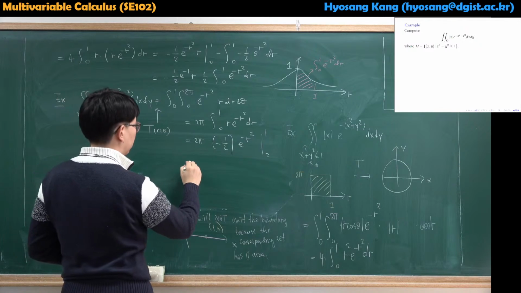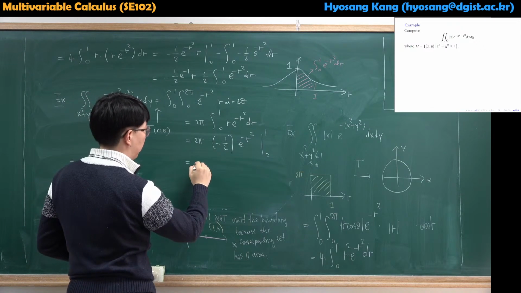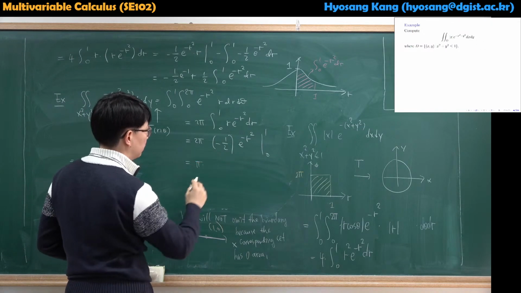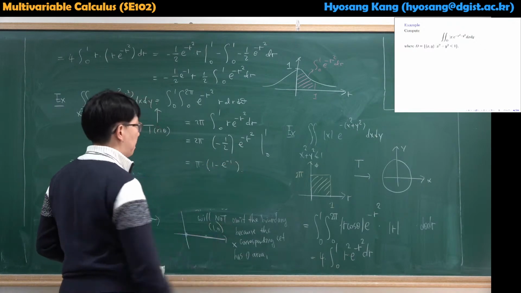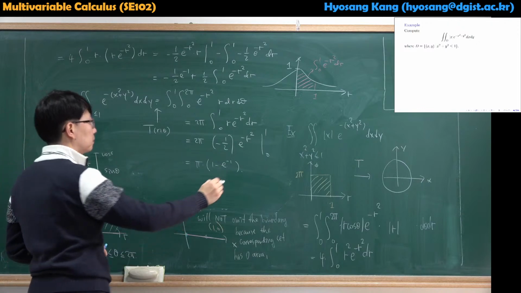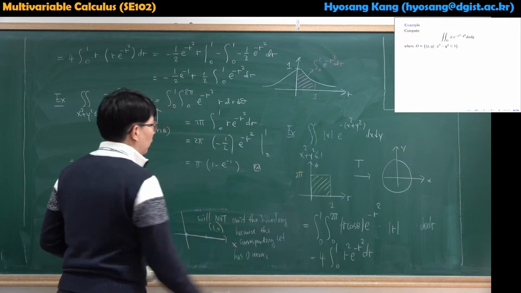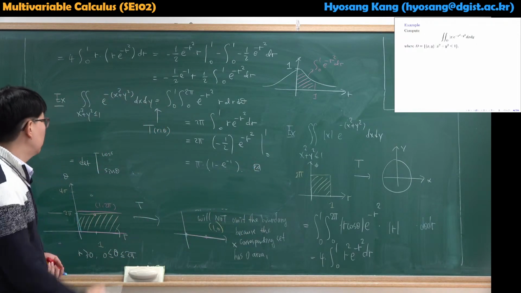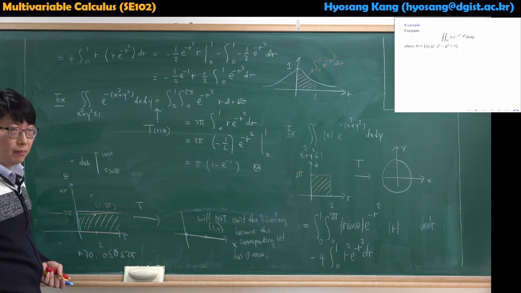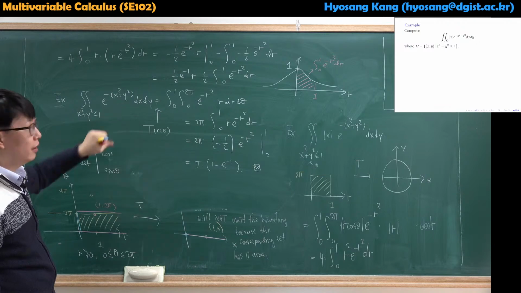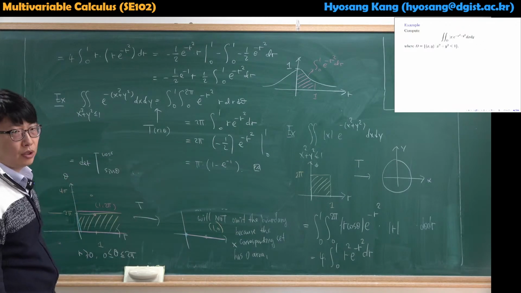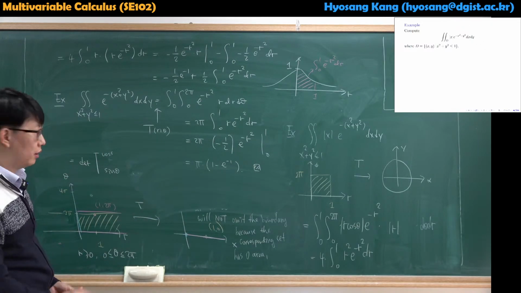So we get pi times 1 minus e to the minus 1, right? So normally if you try to compute using Fubini's theorem, you cannot do this. You cannot find the actual value by hand. But using integration by substitution, you can easily compute that.